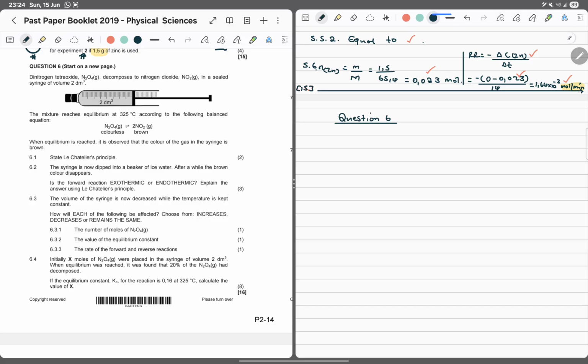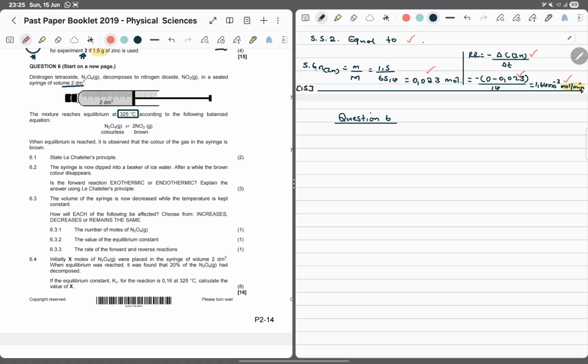Question 6, we read carefully what we are given. Dinitrogen tetraoxide, which is N2O4 gas, decomposes to nitrogen dioxide gas, which is NO2, in a sealed syringe of volume 2 decimeter cubed. And we can see that syringe over there. So it says the mixture reaches equilibrium at 325 degrees Celsius. So this is already suggesting this is not standard conditions, is it not?